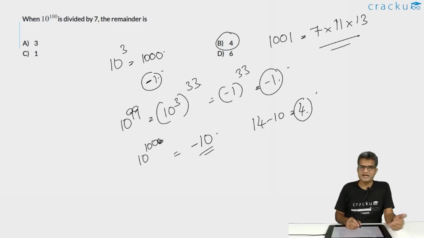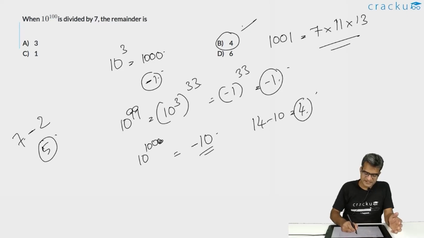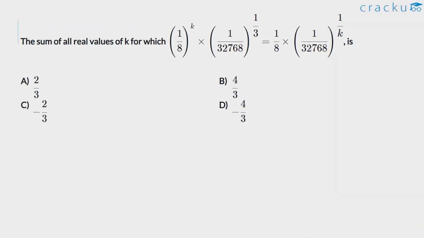Whenever you are getting a negative remainder, say the negative remainder is -2 when divided by 7, then just add 7 to it. 7 minus 2, therefore the remainder will be 5. Anyway, the answer in this case is option B, which is 4.